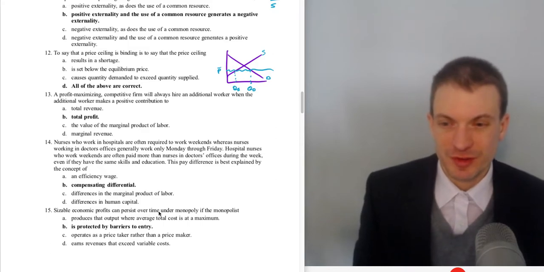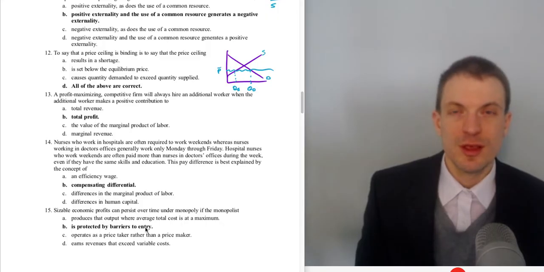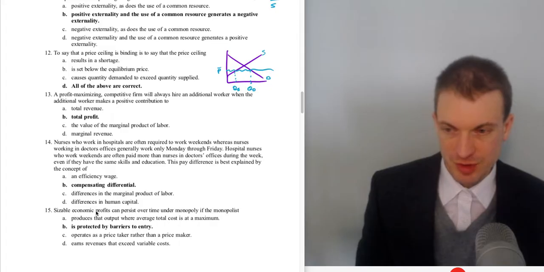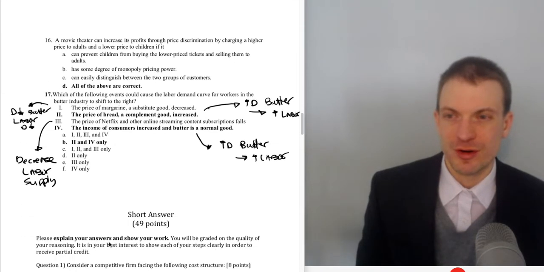Sizable economic profits can persist over time under monopoly if the monopolist is protected by barriers to entry. That's the only one, because otherwise you're going to have firms coming in trying to capture these economic profits. Produces where average total cost is at a maximum? No, you don't want to maximize average total cost. Operates as a price taker rather than price maker? No, that's a competitive market. Earns revenues that exceed variable costs? Well, that's going to be a situation where there's economic profits. However, that doesn't necessarily mean that they're going to persist over time unless you have barriers to entry.